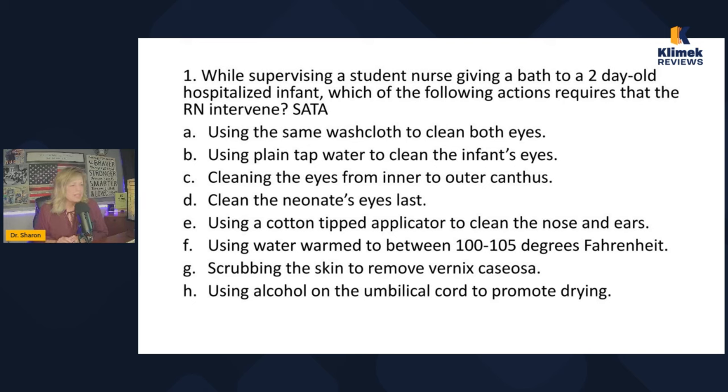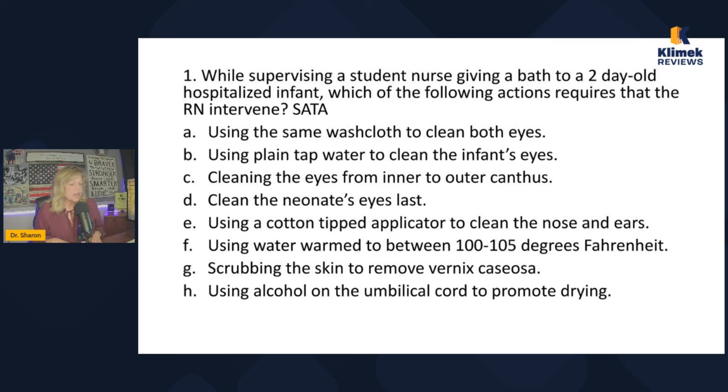Clean the neonate's eyes last. I assume that means last thing of the bath. So you're doing the bath and you clean the eyes last. That's not right at all. Even for an adult, that's not right. You don't wash the face last, right? You do that first. So I'm definitely not doing the cleaning the neonate's eyes last.